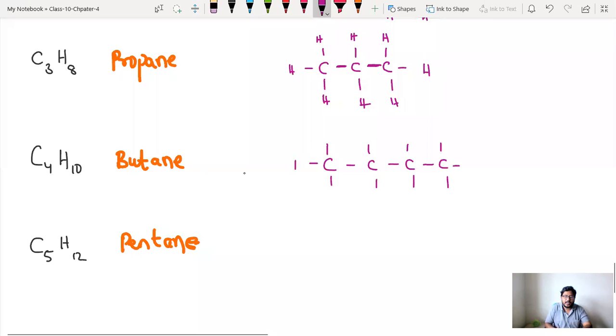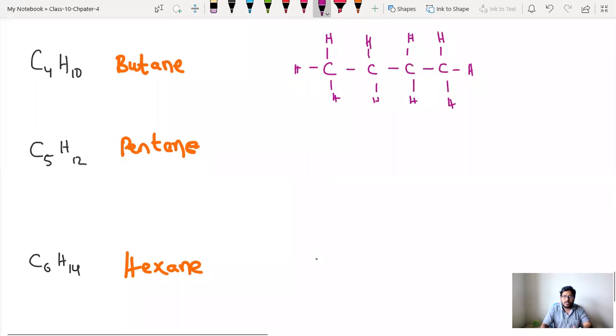How many? 10. 1, 2, 3, 4, 5, 6, 7, 8, 9 and 10. Simple. Next, for 2, you have to repeat the process while I am drawing. So I'll be somewhat fast regarding this 2. Okay, I think so you can remember 4 steps. Step 1, represent carbons. Step 2, represent bonds. Step 3, represent remaining valencies. Step 4, represent hydrogens. Okay, let us start for C5H12.